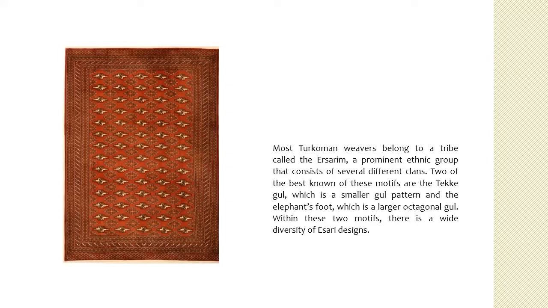Designs and patterns also traditionally vary from village to village. Two of the best known of these motifs are the tek gul, which is a smaller gul pattern, and the elephant's foot, which is a larger octagonal gul. Within these two motifs, there is a wide diversity of design variations.